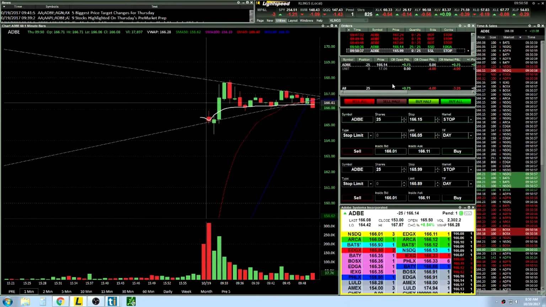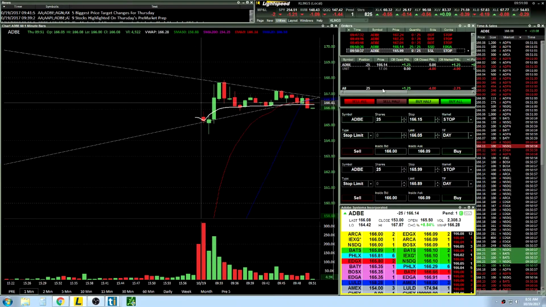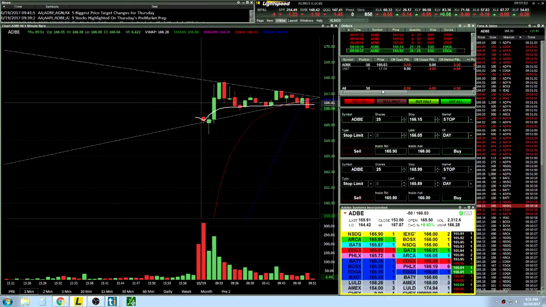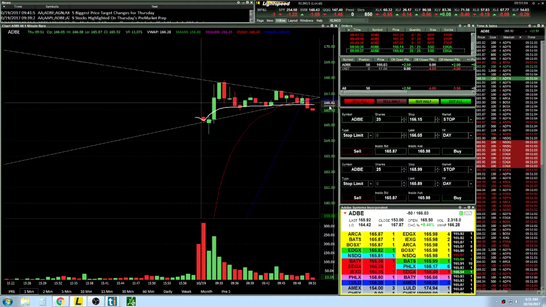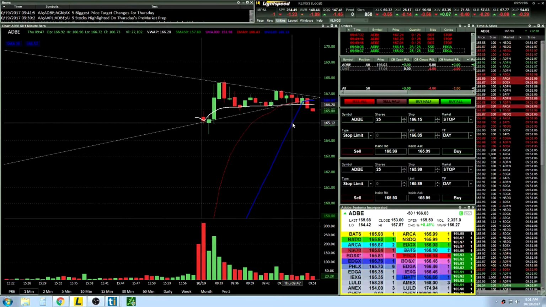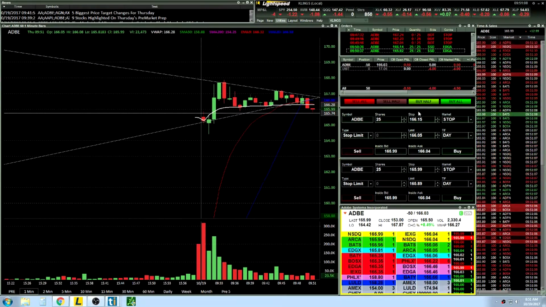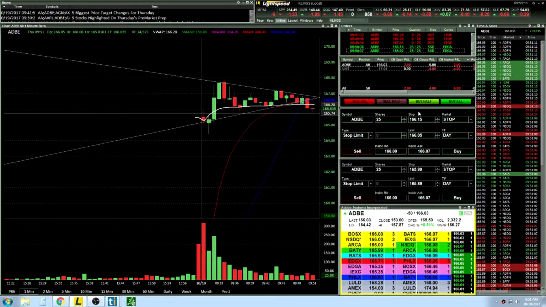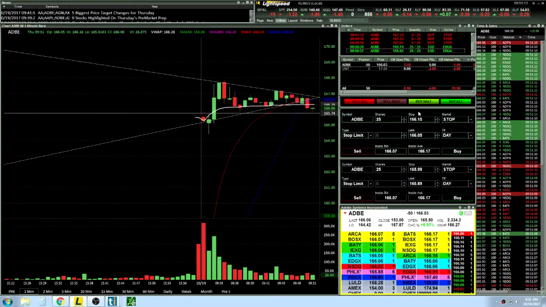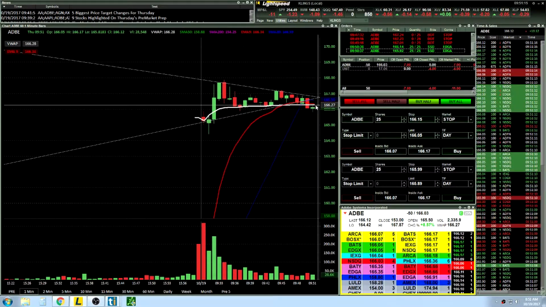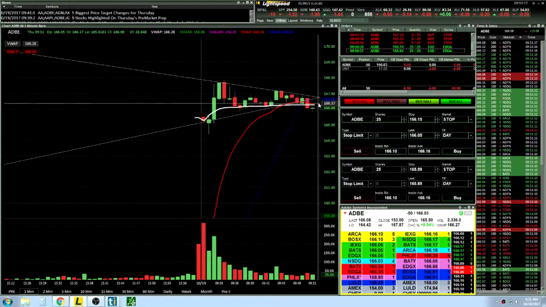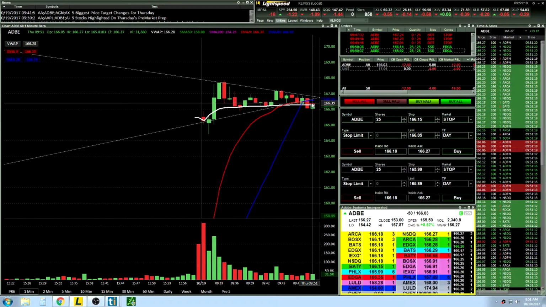Alright, I'm in half my size. See if it breaks. Alright, I'm full size, 50 shares. Profit target will be low of day at 165. The stop loss will be a close above VWAP, so I'm looking at about 40.